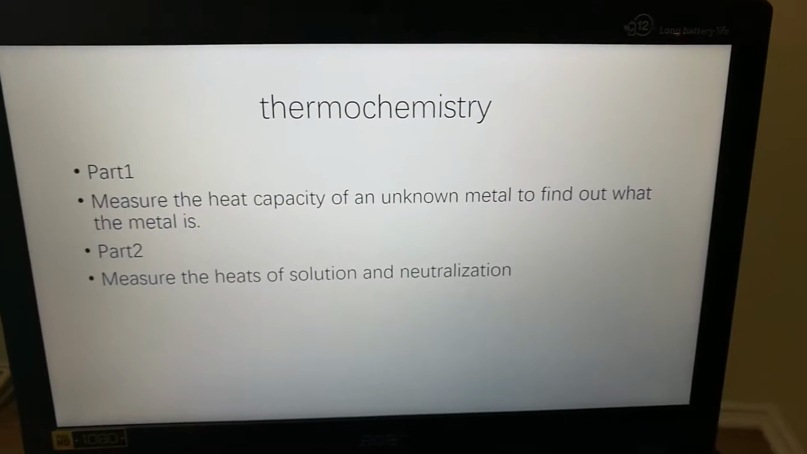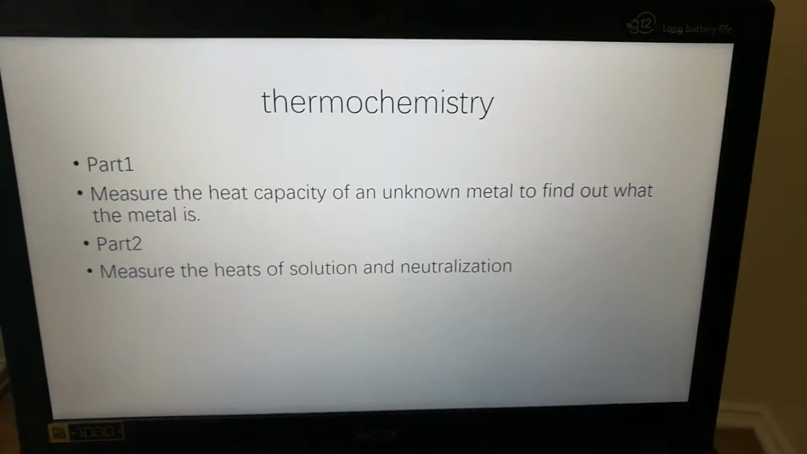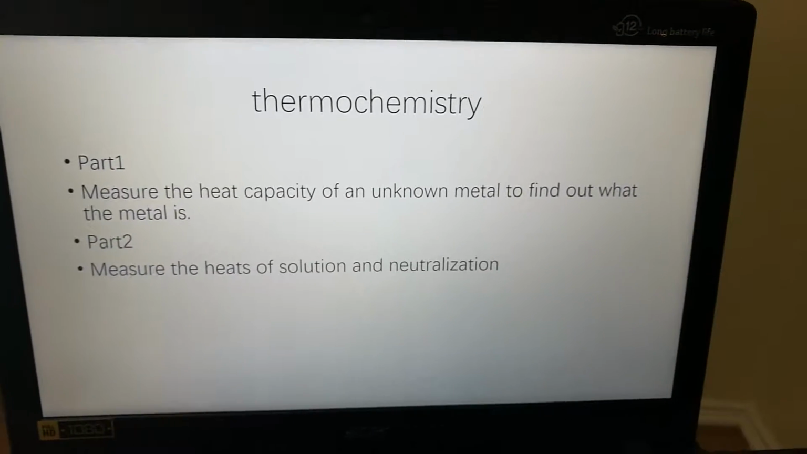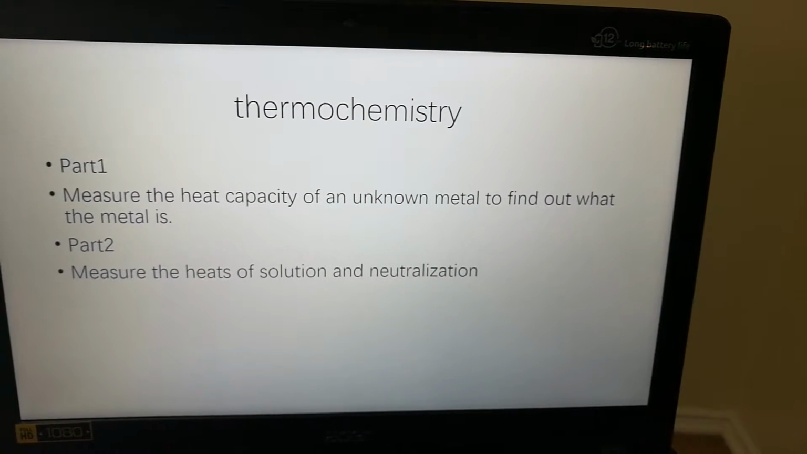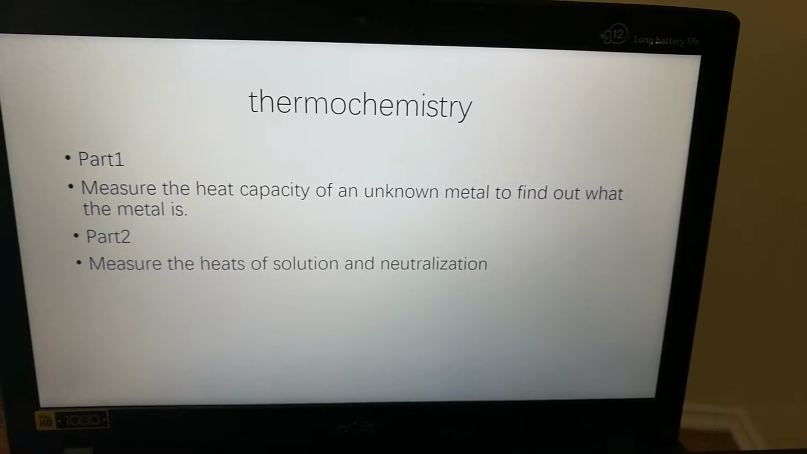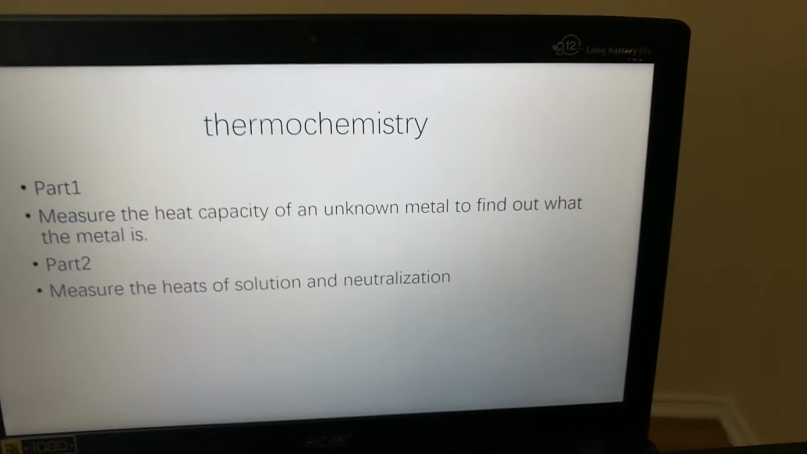Now let's start our presentation of the experiment about thermochemistry. There are two parts in this experiment. Part 1, measure the heat capacity of an unknown metal to find out what the metal is. Part 2, measure the heat of a solution and neutralization.